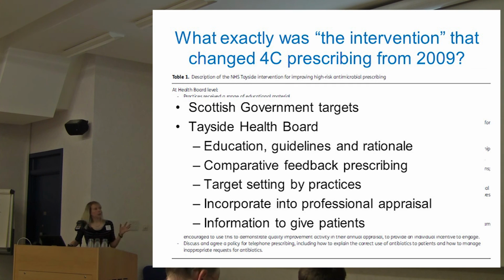But in summary, there were the Scottish Government HEAT targets on reducing C. diff and reducing prescribing of antibiotics associated with C. diff. At health board level, we had education, new guidelines, and backed up by the rationale behind them. GPs were given comparative prescribing feedback, your prescribing rates compared to other GPs in your region, but the others were anonymised, but you knew where you stood against their peers.